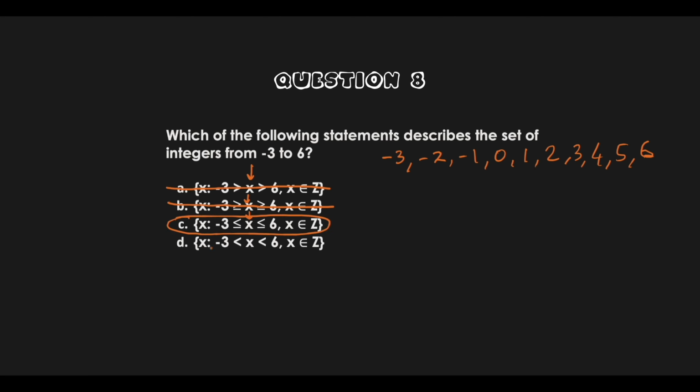Now the reason I wouldn't have used this is because it just says x is less than 6, which does not include 6. And we need to include 6. Likewise, it says x is more than -3, which does not include -3. If I'm saying it's more than -3, I cannot include it. That's why we have to use this one that has an equal part to include everything here.